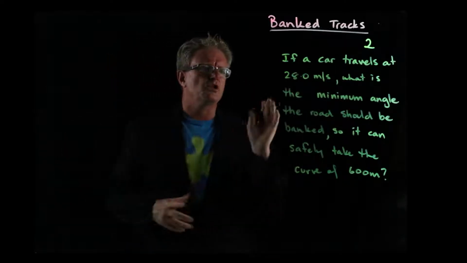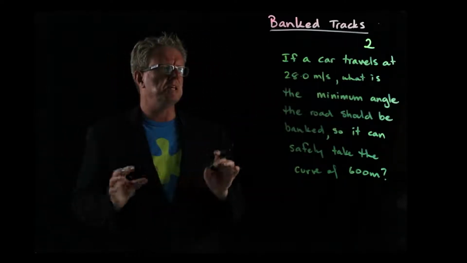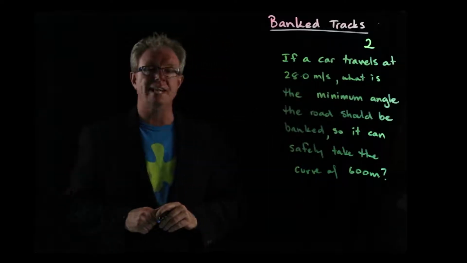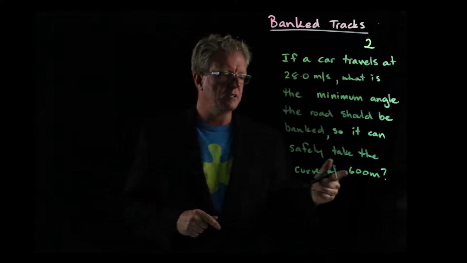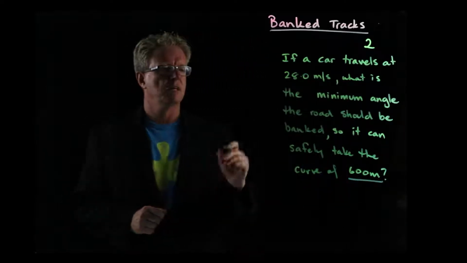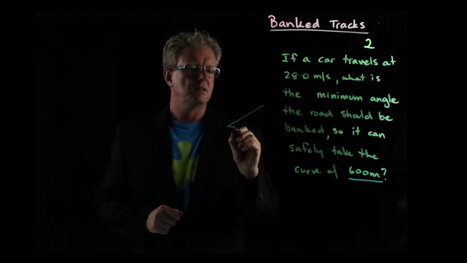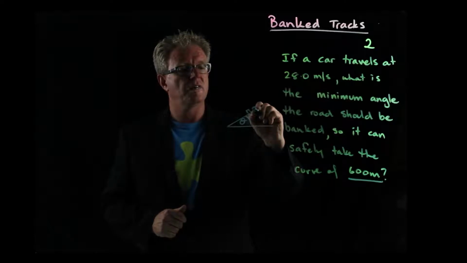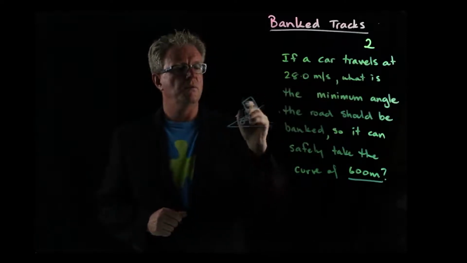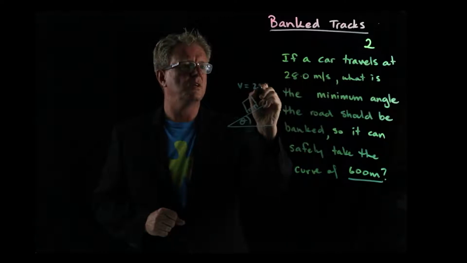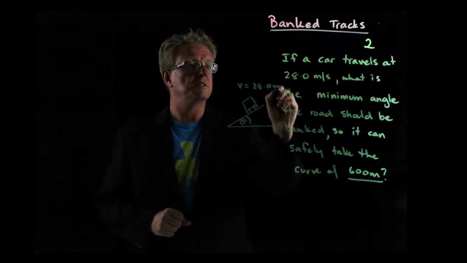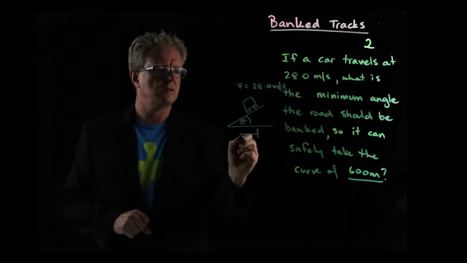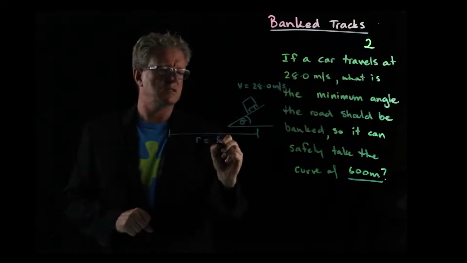So if a car travels at 28 meters per second, what is the minimum angle that the road should be banked at so that the car can safely take the turn? And the radius of curvature is 600 meters here. So we're given a banked turn. We don't know what theta is. And then we have our car here. And we know that its velocity is 28.0 meters per second. And the radius of curvature of that is 600 meters.